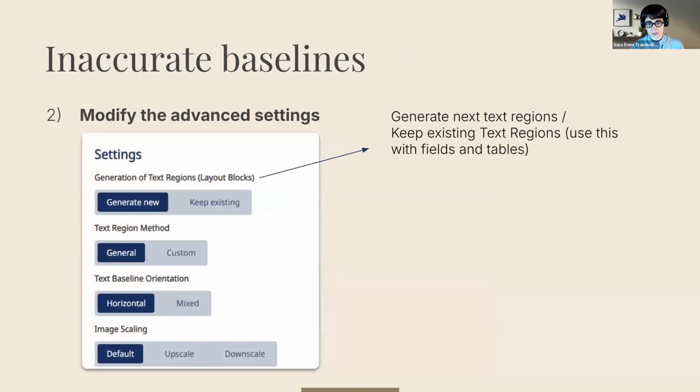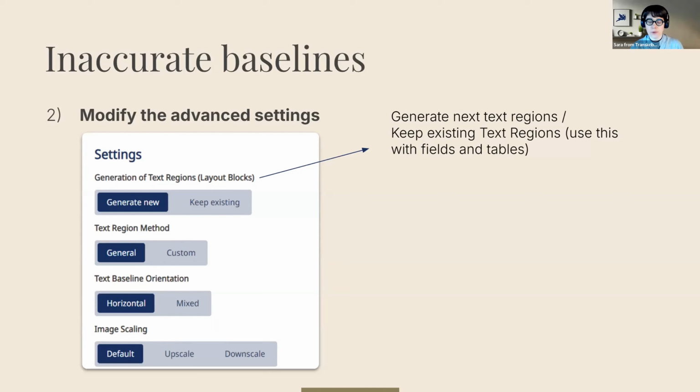The first element that you can define is if you want to generate new text regions or if you want to keep the existing text regions. Usually, if you are starting the recognition for the first time on your page, you want to generate new text regions. You need to select the option keep existing text regions only when you have already drawn some text regions on your page, automatically or manually.